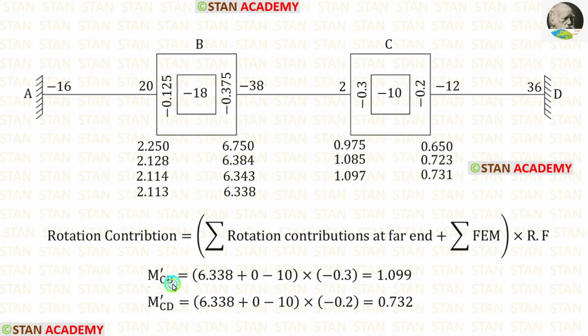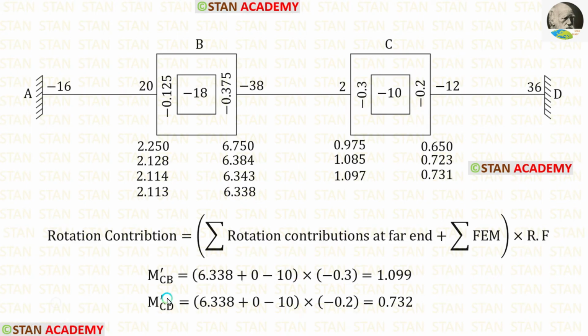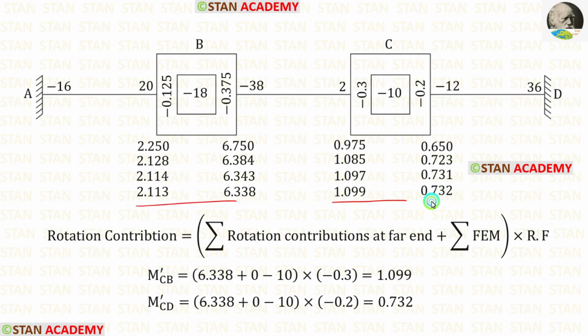Now let us find M-CB and M-CD. In the point B, we have the latest rotation contribution 6.338. In the point D, the rotation contribution is 0. So for the summation of rotation contributions at far end, we have 6.338 plus 0. The summation of fixed end moments is minus 10. Then let us apply the rotation factors. For CB, it is minus 0.3, and for CD, it is minus 0.2. After the calculation, for M-CB, we are getting 1.099, and for M-CD, we are getting 0.732. Let us apply them. We have finished the fourth cycle.